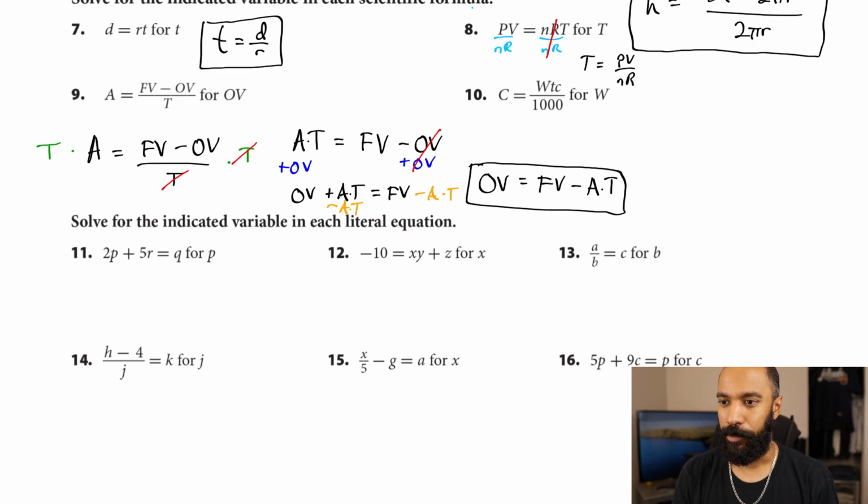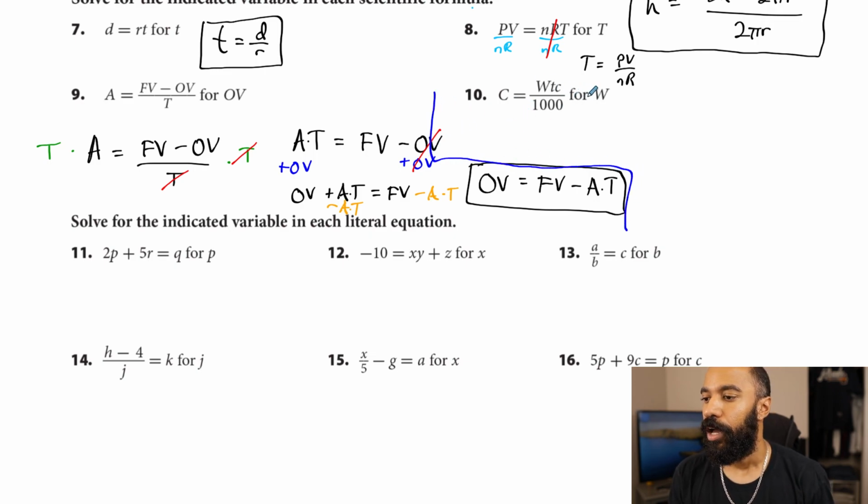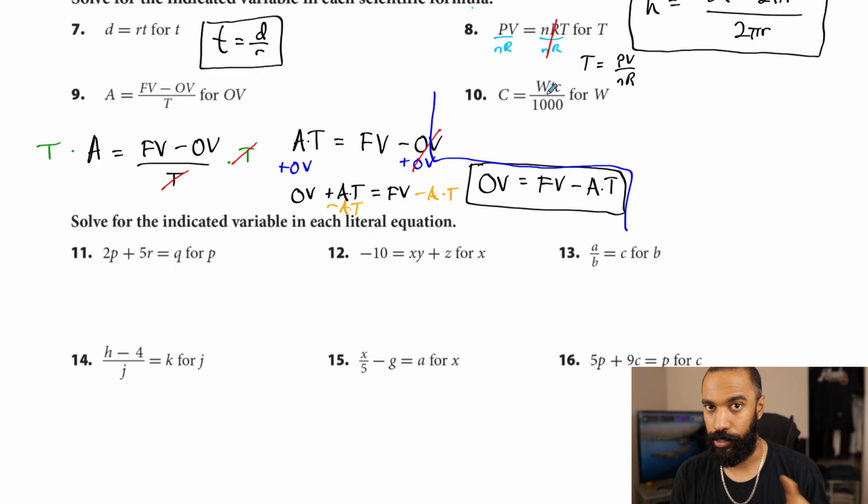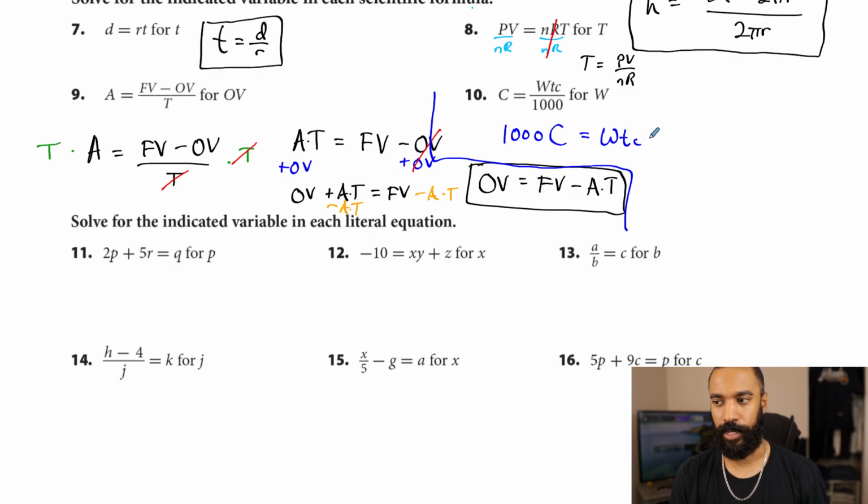There you go. I'm going to use a different color because this other one's leaking over. Let's go ahead and get that separated. W by itself. I want to take care of the fraction first. Me no likey fraction, you no likey fraction. We get rid of a fraction. Multiply both sides by 1,000. Can you do that in your head? Multiply by 1,000, it's gone on this side. Multiply by 1,000, it's on this side. 1,000 times C, big C, by the way, equals capital W, lowercase t, lowercase c, right there.